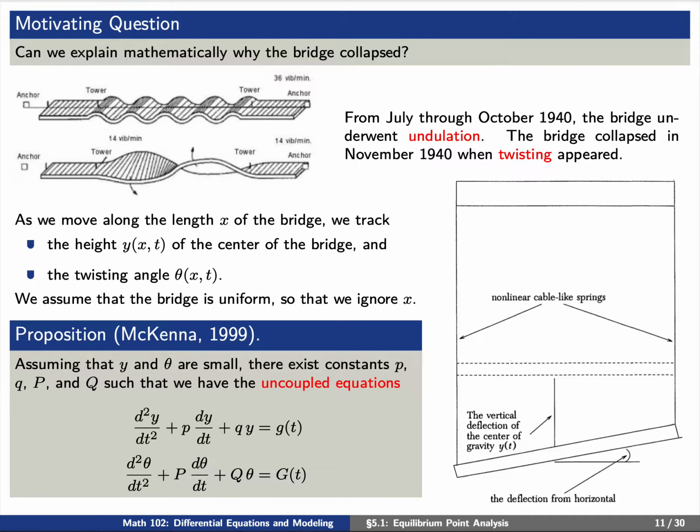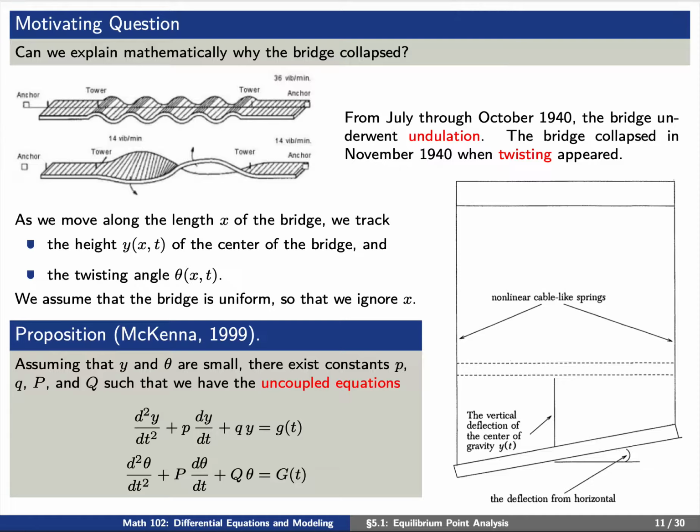Unfortunately, by November 1940, this bridge collapsed. We're motivated by the following question. Can we explain mathematically why this happened? Well, for the first 4 months the bridge was in use, from July through October of 1940, the bridge would typically undergo an undulating motion. However, a new form of motion appeared on November 7th of 1940, namely a twisting motion.